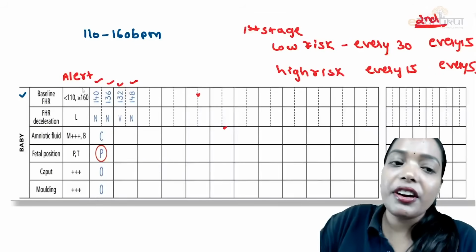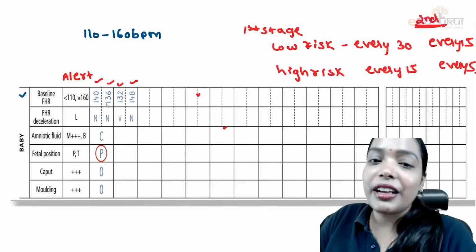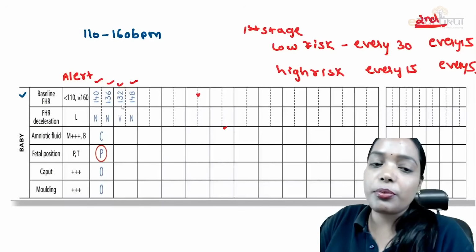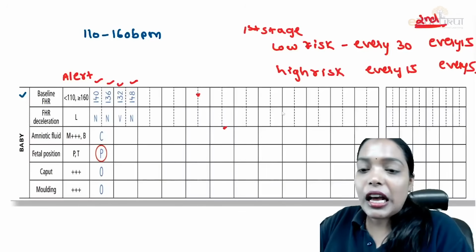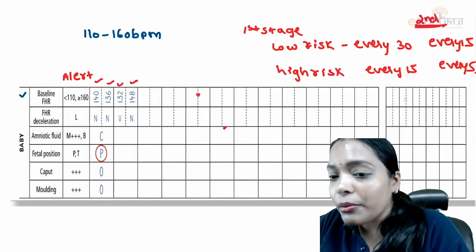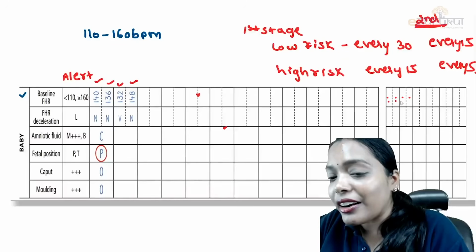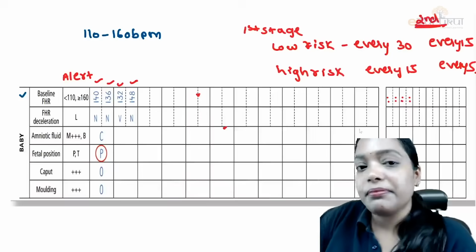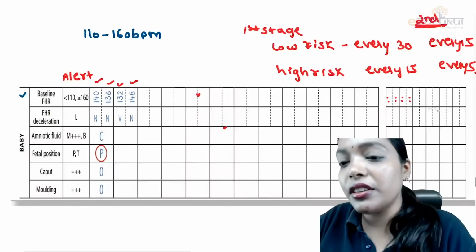If you observe here, we are checking the fetal heart rate every 30 minutes, considering it to be a low risk woman. Now see the second stage column. In the second stage column, in every 1 hour you're having 4 columns. So here you're checking the fetal heart rate and writing it every 15 minutes. Cool? Understood this one also?